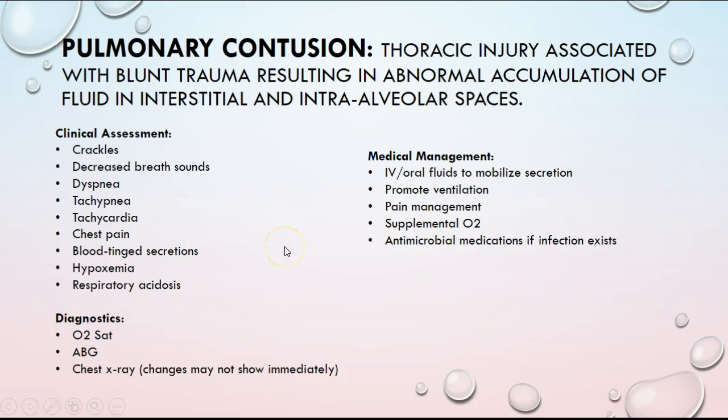Pulmonary contusions: this is a thoracic injury associated with blunt trauma resulting in abnormal accumulation of fluid in the interstitial and intra-alveolar spaces. Again, just make sure you are familiar with what it is and what some of your clinical assessments are and diagnostics. And hopefully you've seen that most diagnostics are going to include a chest x-ray.